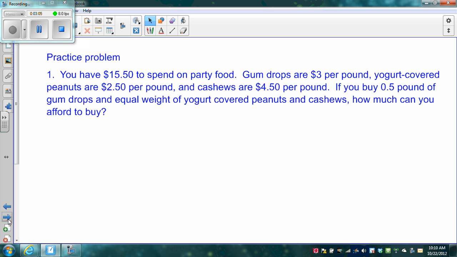So that's the first problem. I'd like you to try this one on your own using similar steps. Remember, you can go backwards and re-look at the previous problem. So you have $15.50 spent on party food. Gumdrops are $3 per pound. Yogurt-covered peanuts are $2.50 per pound. And cashews are $4.50 per pound. If you buy a half a pound of gumdrops, and an equal weight of the yogurt-covered peanuts and cashews, how much can you afford to buy? So try this on your own.